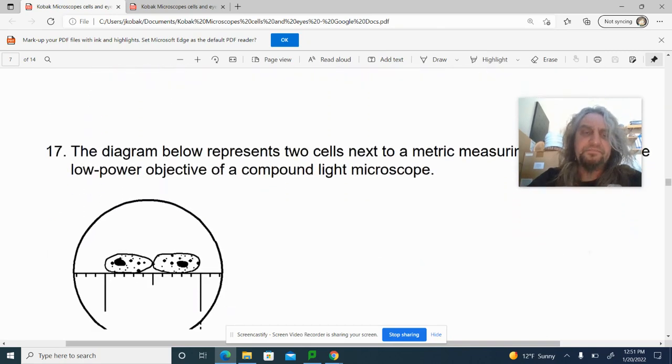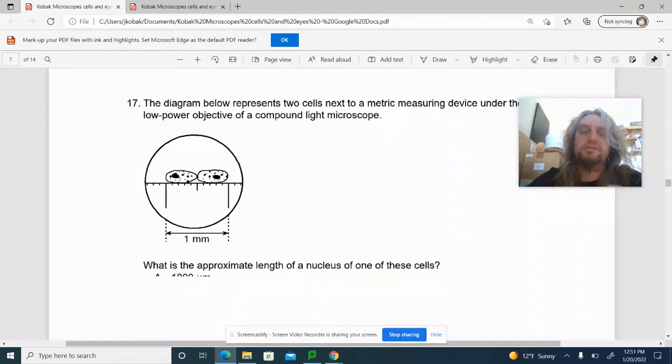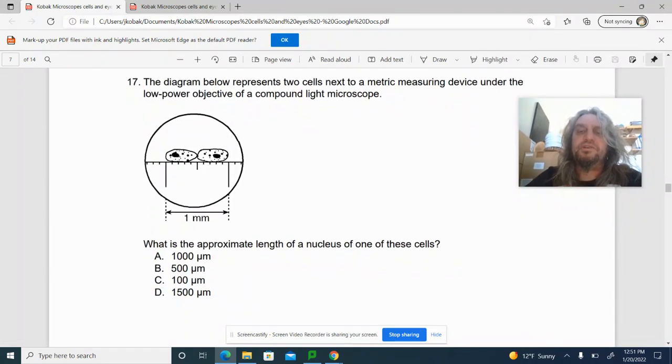Question 17. The diagram below represents two cells next to a metric measuring device under the low power objective of a compound light microscope. What is the approximate length of a nucleus of one of these cells? A, 1,000 µm. B, 500 µm. C, 100 µm. D, 1,500 µm.